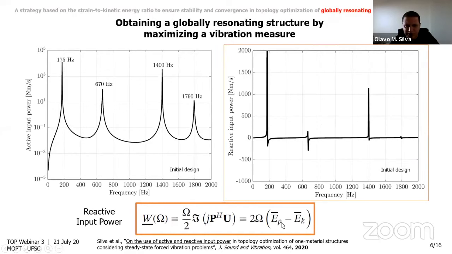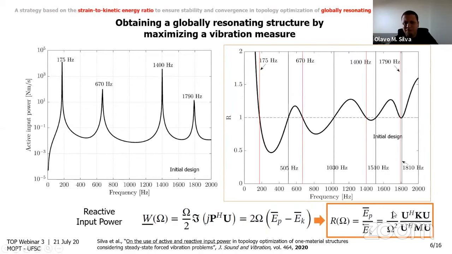So we transform the reactive input power into another equivalent measure, the strain to kinetic energy ratio. This ratio is positive and well-behaved in frequency, and it presents a value of 1 for resonances, oscillating around 1, because when a mode is activated, the potential energy is equal to the kinetic energy.